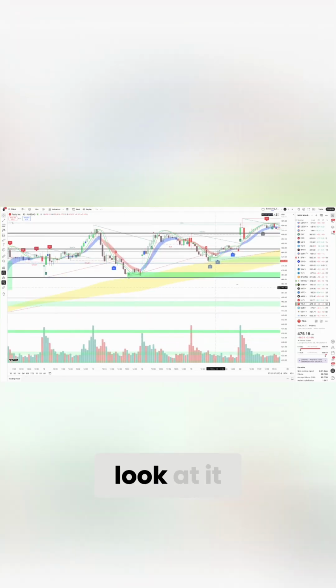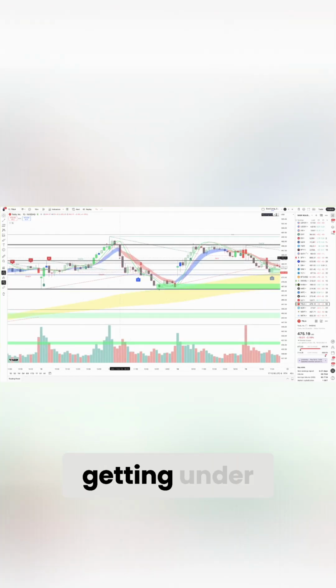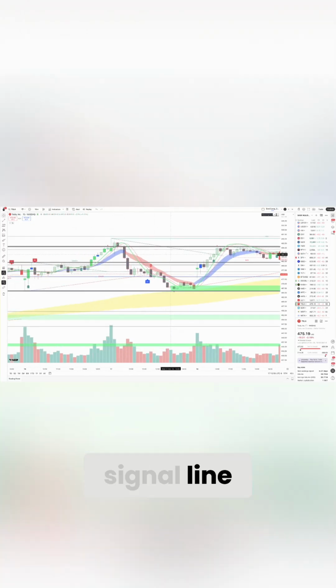So if you pay attention and look at it, see, look at this. We end up getting under the WTMA and the signal line. Let's zoom in on this candle.